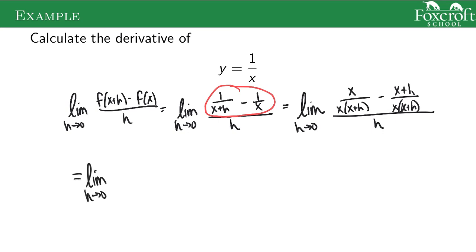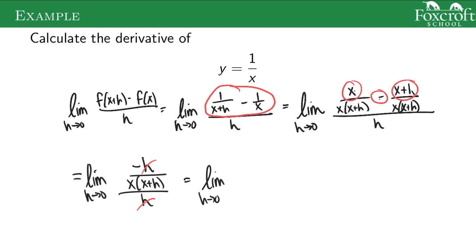We're going to take x, and we're going to subtract x plus h. Well, x minus x is going to cancel out, and I have a minus h. So I'm going to have a minus h on the top over x times x plus h, all over h. And this h is going to cancel out with that h. Again, when you cancel that out, you're going to get negative 1.